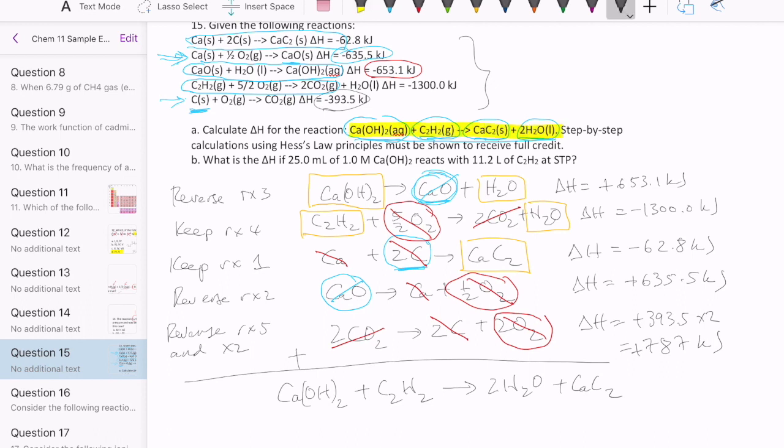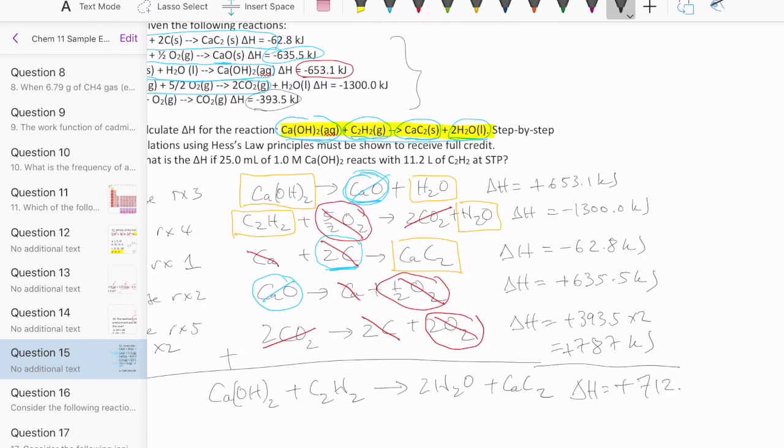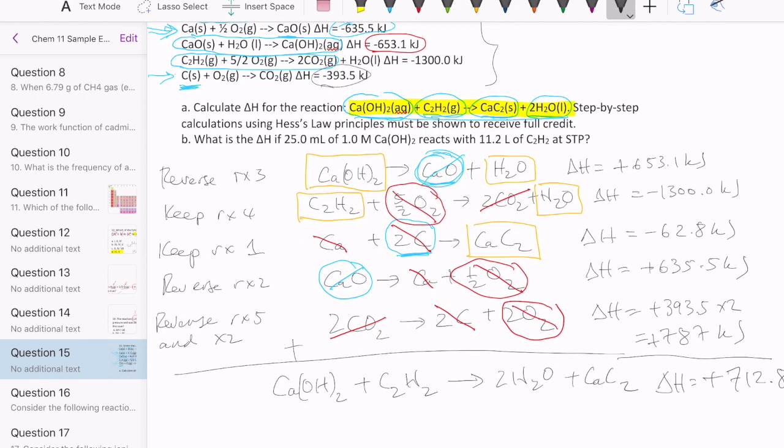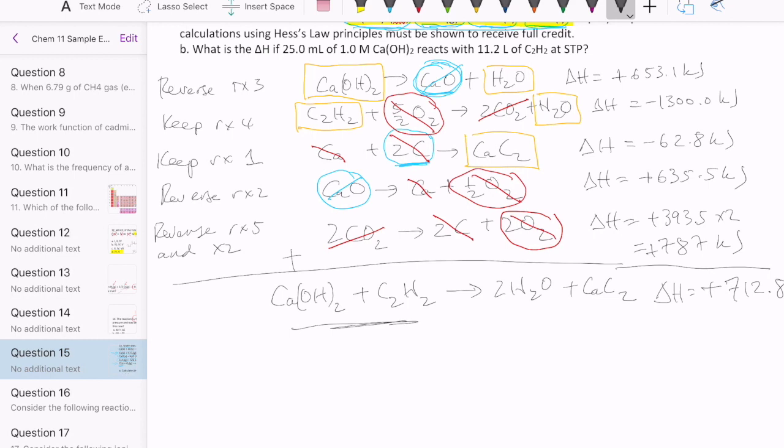Now we just have to add up all the values that we have here for delta H. And so if you add up all of those numbers, you're going to get positive 712.8 kilojoules. Okay? All right, this is question B. It says, what's the delta H if you have a reaction between calcium hydroxide and C2H2, which is the reaction that we just figured out the delta H for, if the conditions are given as such in the question. So this is basically a stoichiometry question, but it's associated with energy calculation.